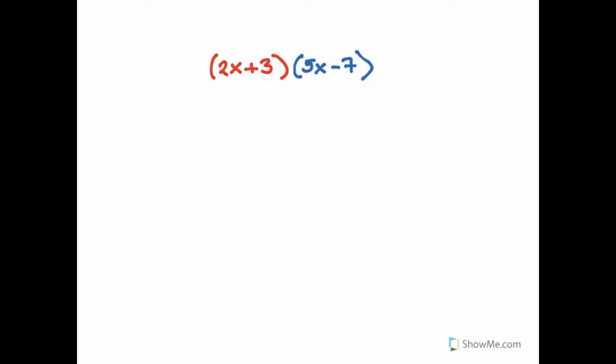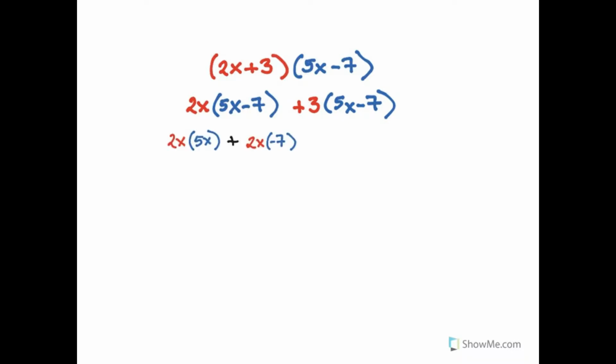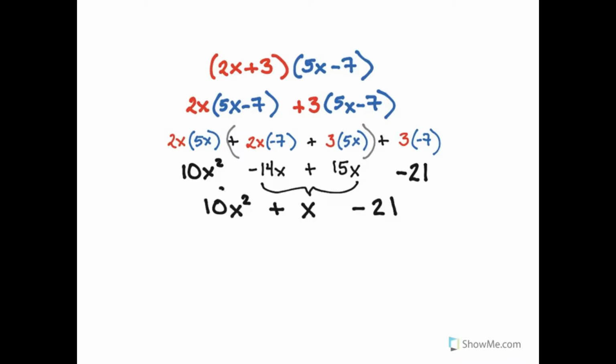A quadratic whose leading coefficient is not 1 comes from a multiplication like this, where the binomials don't start with a plain x. If I multiply this out, each of the terms 2x and positive 3 are multiplied by the second binomial 5x minus 7. Then we use the distributive property twice and then simplify. The two middle terms here will combine into 1. And so when I'm through multiplying, the resulting quadratic is 10x squared plus x minus 21.